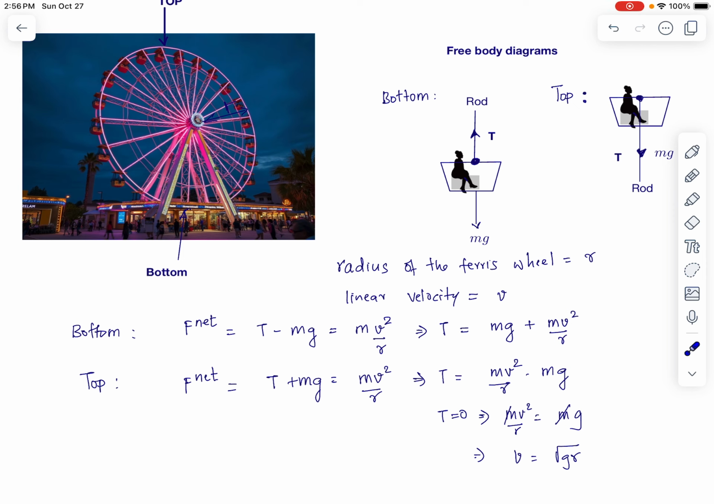And so the engineers who design this Ferris wheel make sure that these rods can withstand the kinds of stresses required. Thank you.